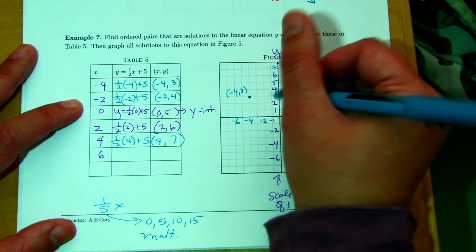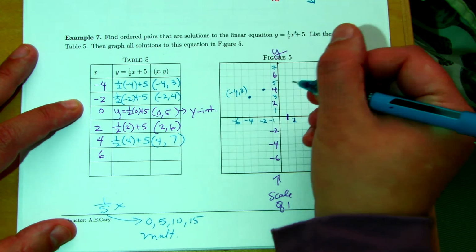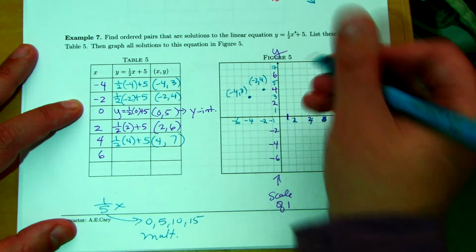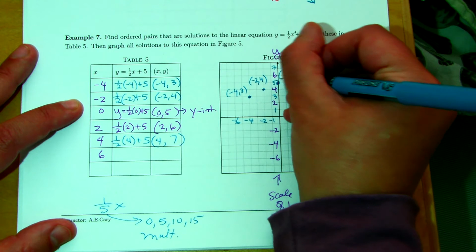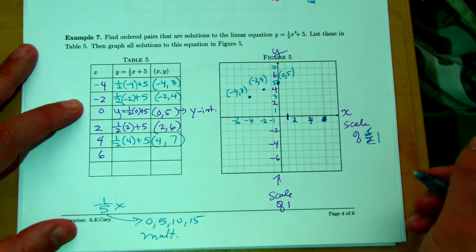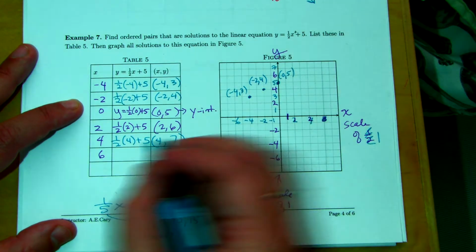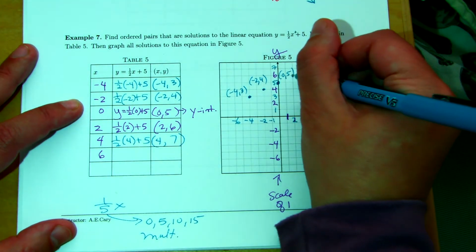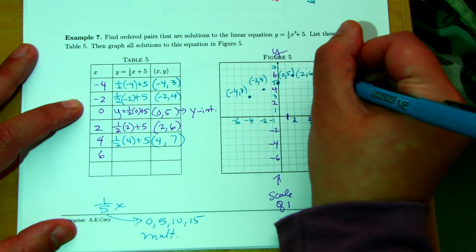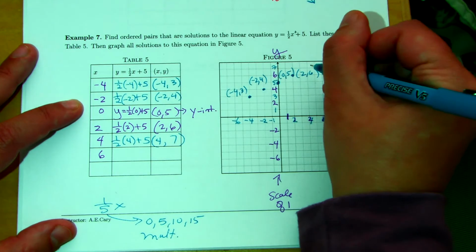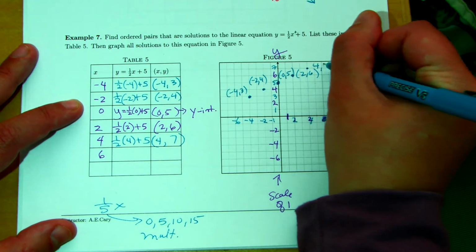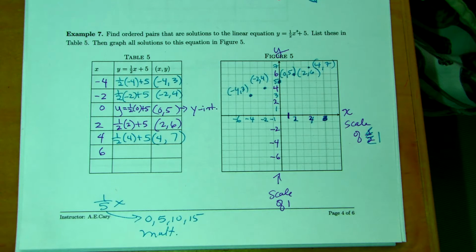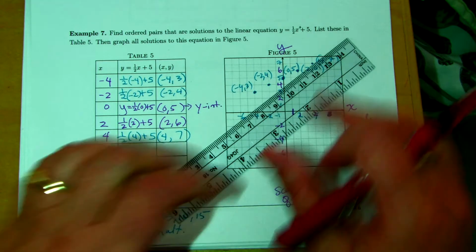-2 and 4. That's okay. -2 and 4 is here. 0, 5. What do we call this point? The y-intercept. Okay, 2, 6. And 4, 7. And then I'm going to go ahead and connect the points.